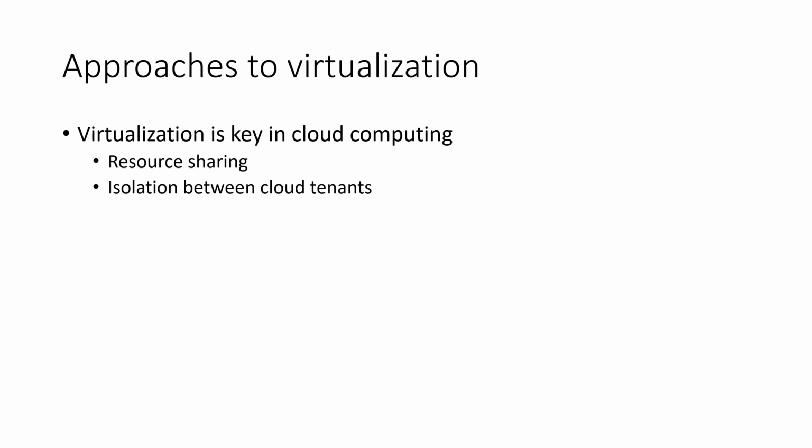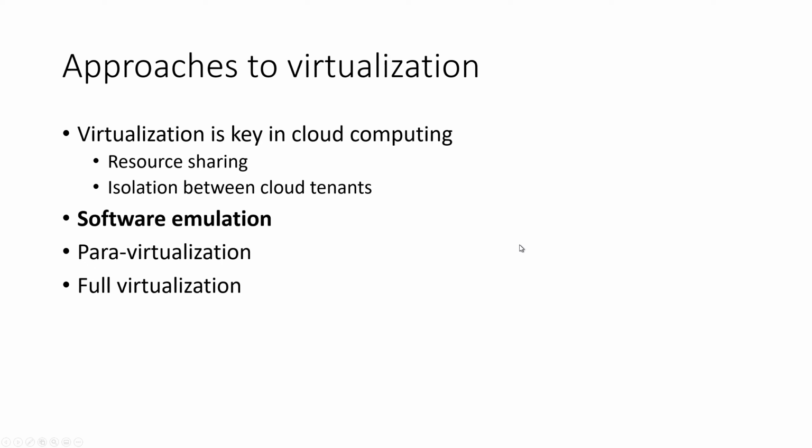So we have seen that virtualization is key in cloud computing. Virtualization allows cloud operators to share resources across different tenants and to isolate the virtual machines that they allocate to different tenants. And we're going to talk about three different types of virtualization. In this video, we're going to talk about software emulation. In the next videos, we're going to talk about power virtualization and full virtualization.